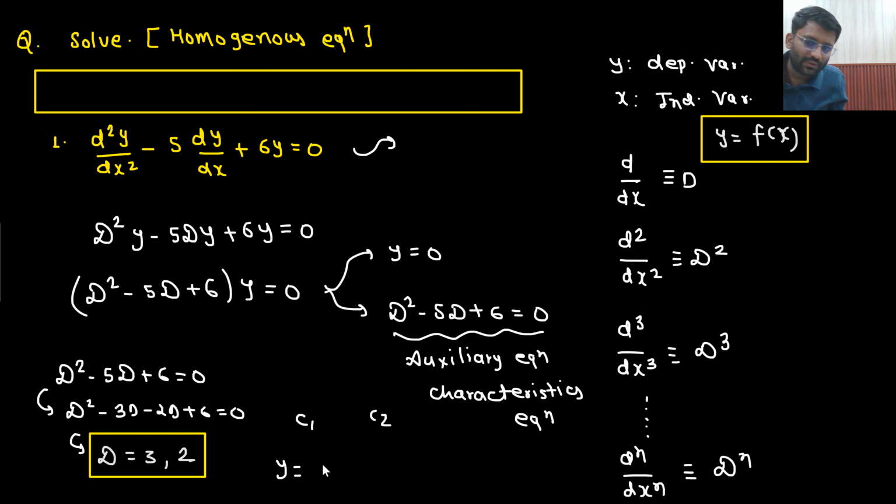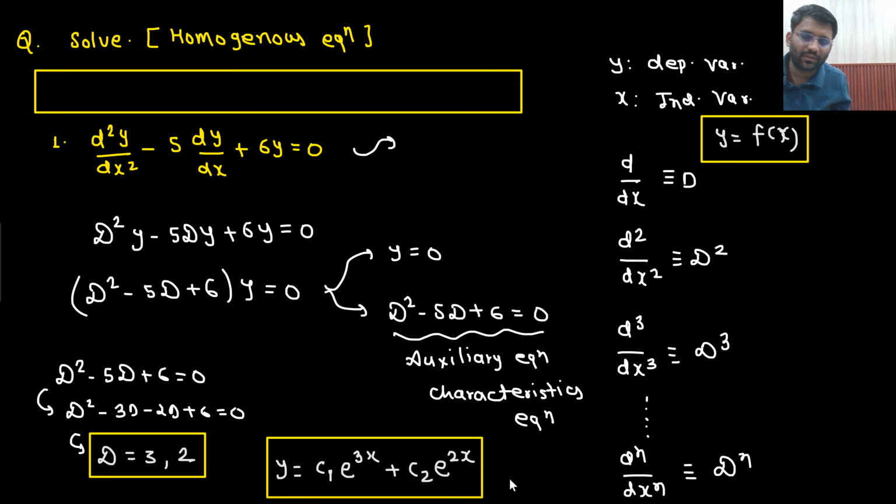So what will be the solution? The solution will be c1 e to the power 3x plus c2 e to the power 2x. There you go, that will be the answer. This will be your solution y. When you put y equals c1 e^(3x) plus c2 e^(2x) into d²y/dx² minus 5 dy/dx plus 6y, it will satisfy this equation.